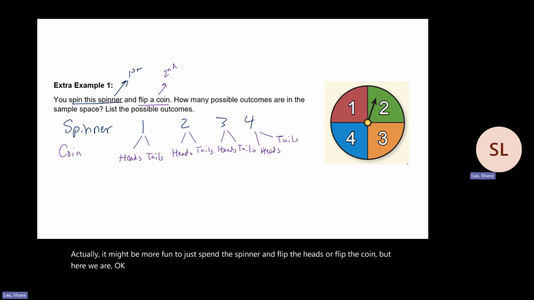Okay. But we did find our outcomes. And so our outcomes here is going to be 8 possible. That's just counting.